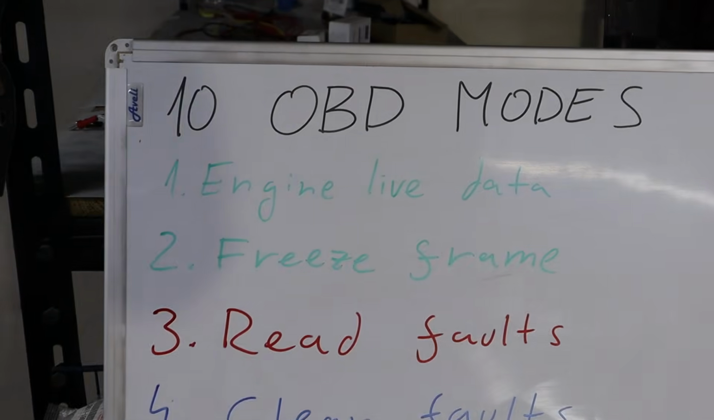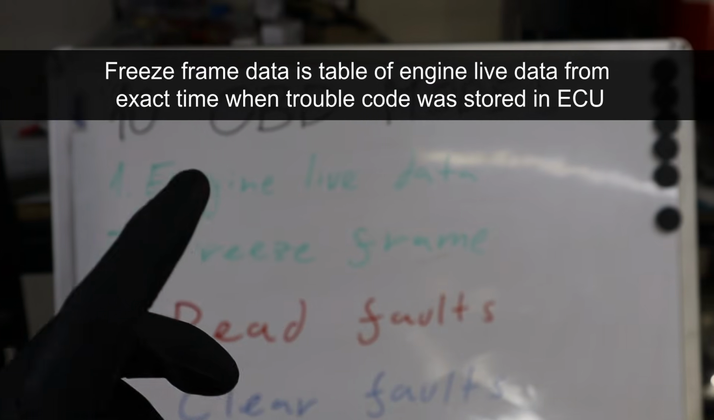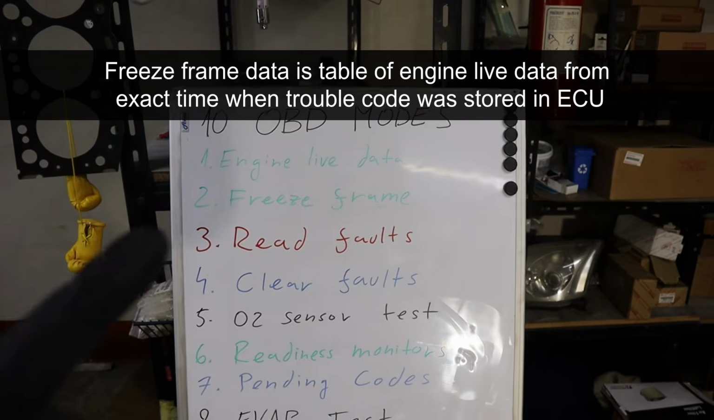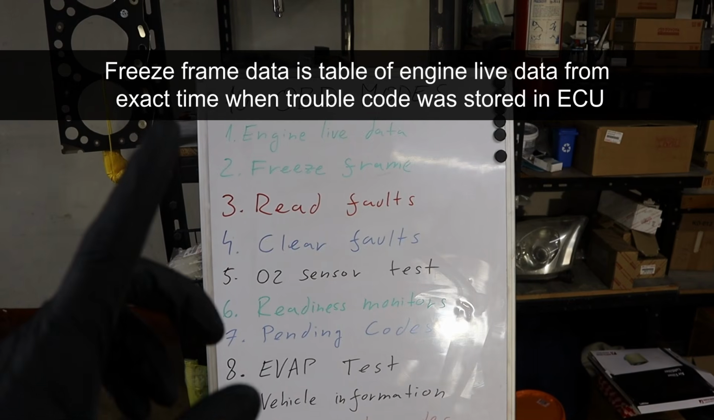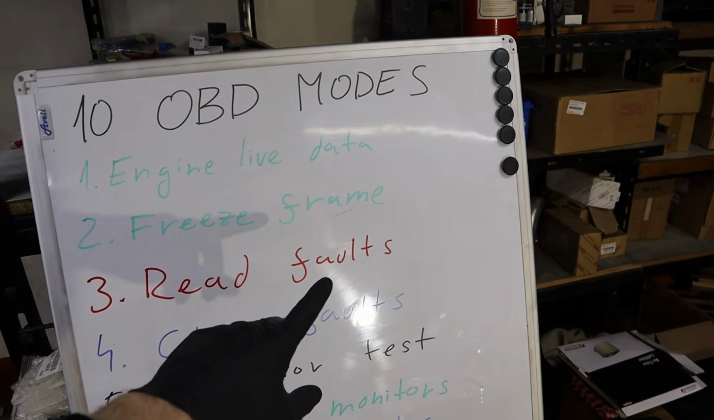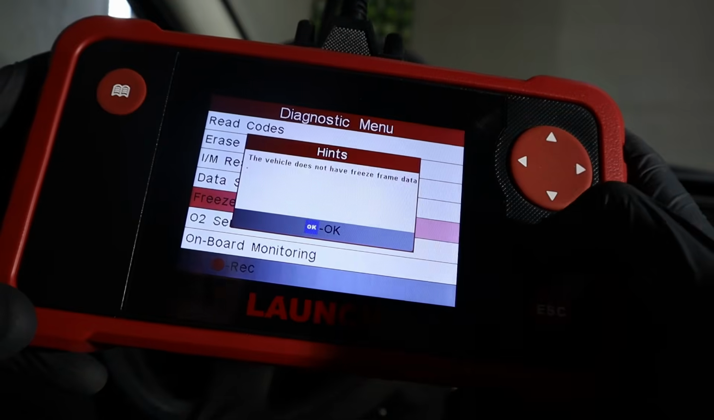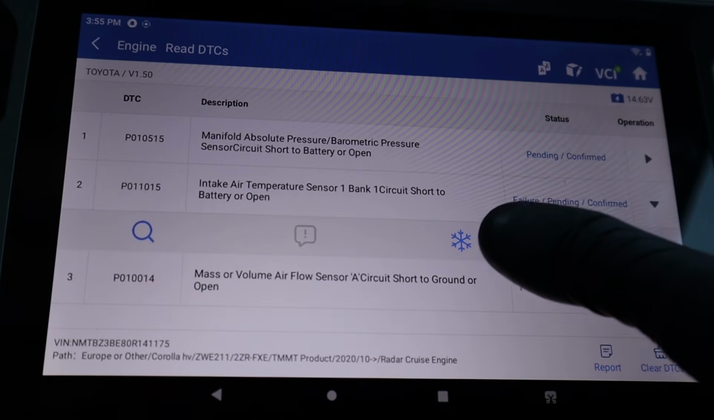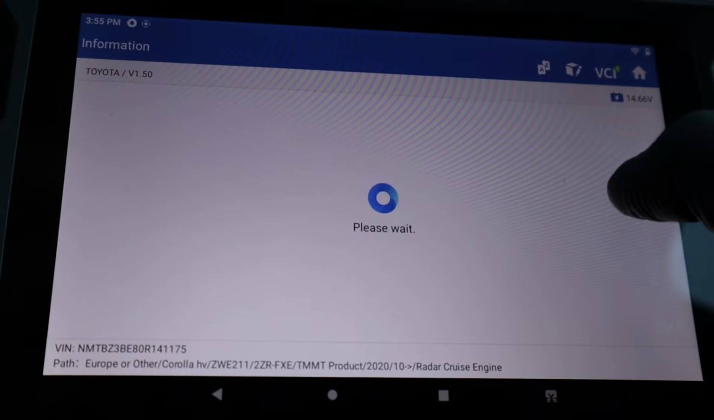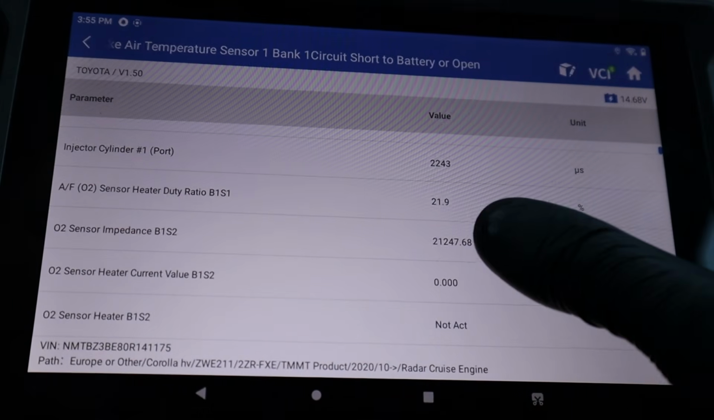Next we have freeze frame data. Freeze frame data are the same parameters as engine data. However, the difference is that freeze frame is not changing and you have only one value. And that is directly tied to your OBD fault codes. I don't have any freeze frame data, but essentially freeze frame data is the live data captured from exactly that moment when the trouble code was stored in the ECU.